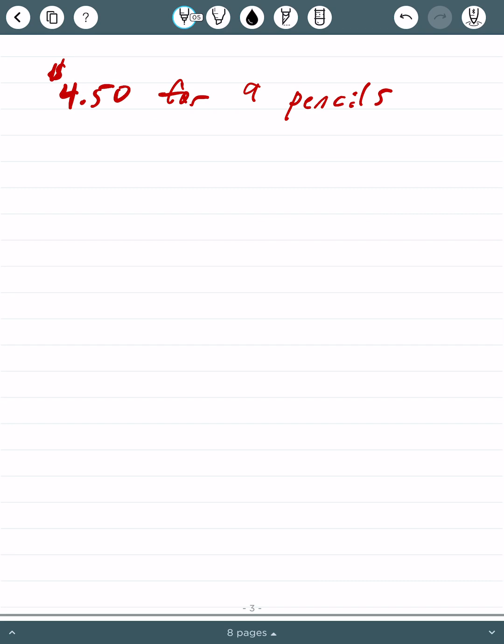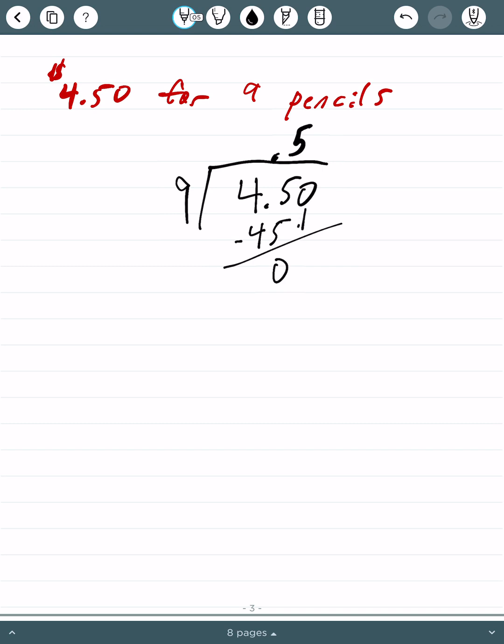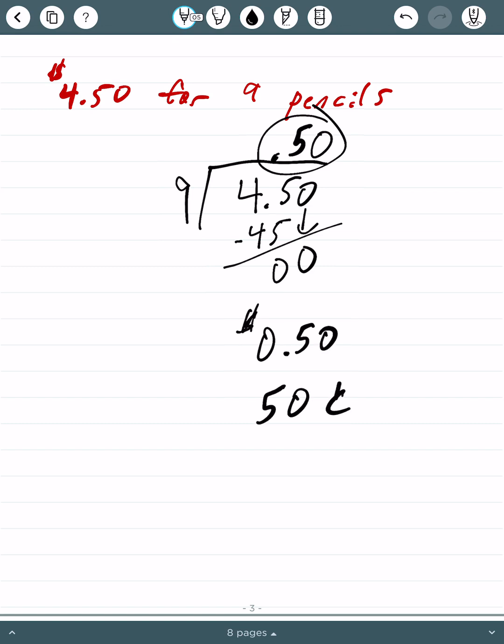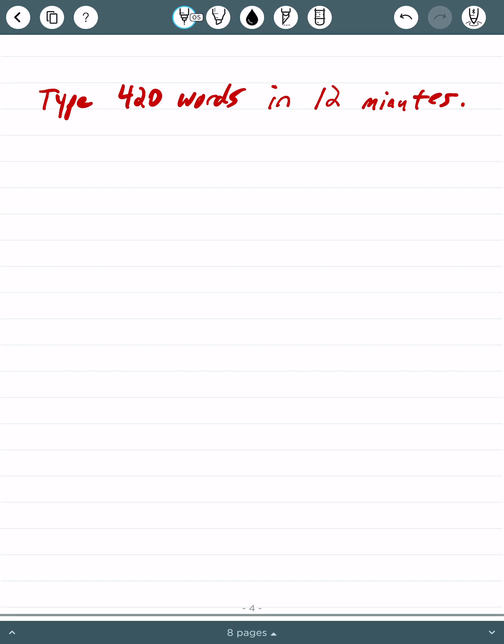Okay? You bought 9 pencils for $4.50. What's the unit rate? Pretty simple. Bring my decimal up. 9 doesn't go into 4, but it does go into 45 5 times. 5 times 9 is 45. I subtract and bring down a number, and it doesn't go into 0. So there's your answer, 50 cents. Or you could write 50 cents, okay? So if $4.50 gets you 9 pencils, then those pencils are 50 cents a piece. Let's look at one more.